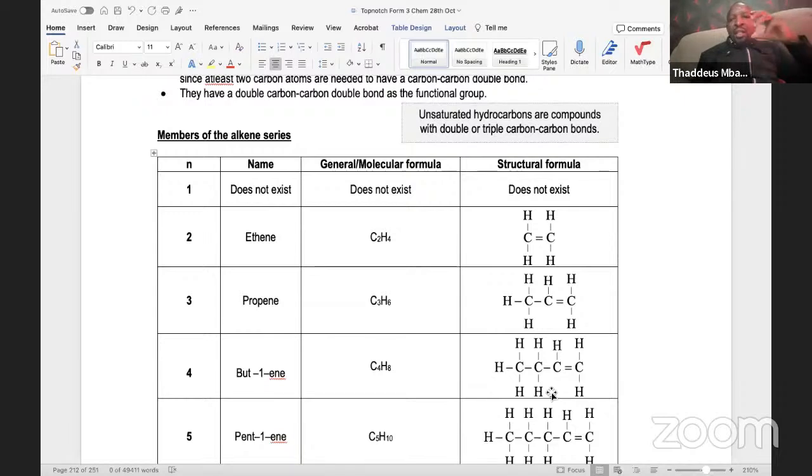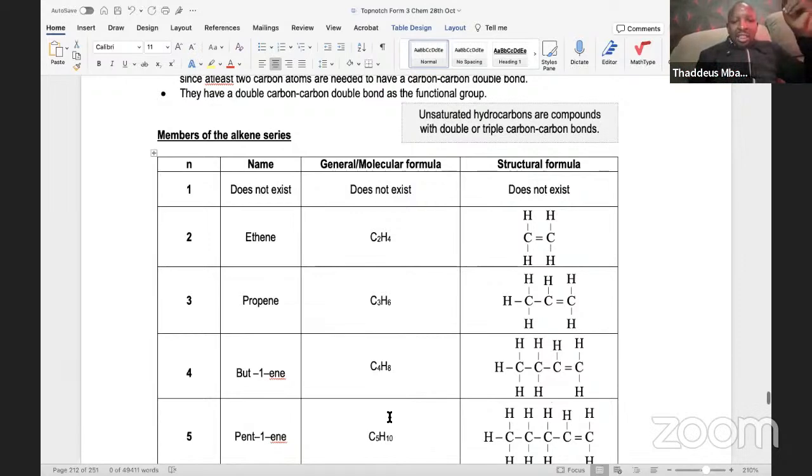When you are identifying the name of alkenes, you start counting from the side nearest to the location of the double bond. And the double bond is designated using the first carbon atom where that double bond is located.